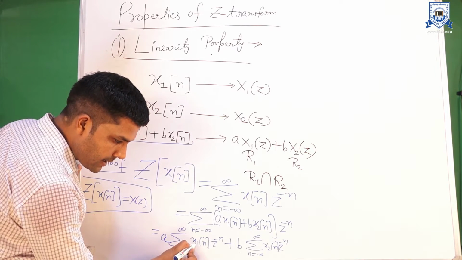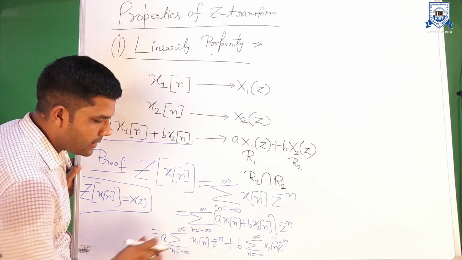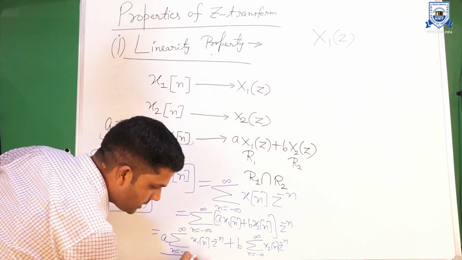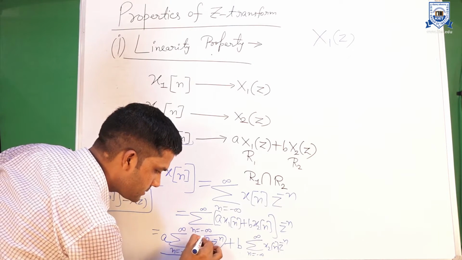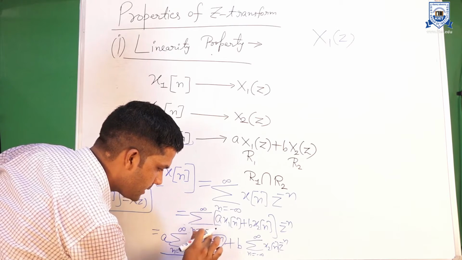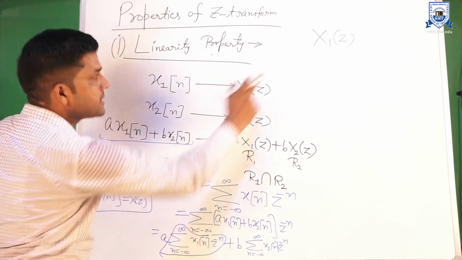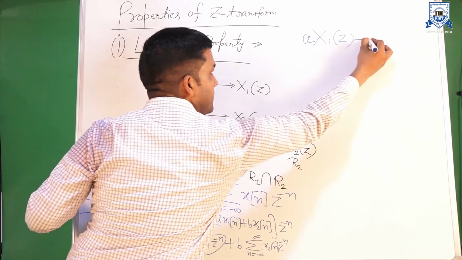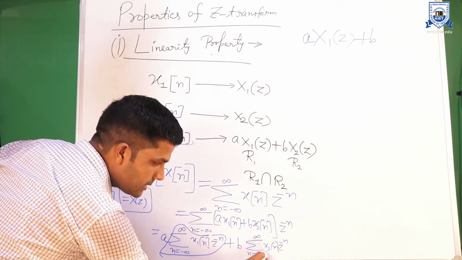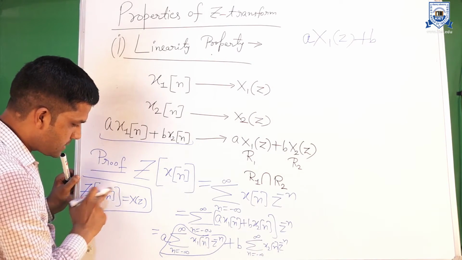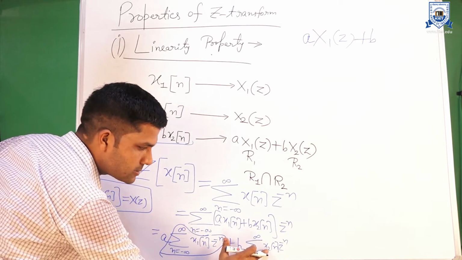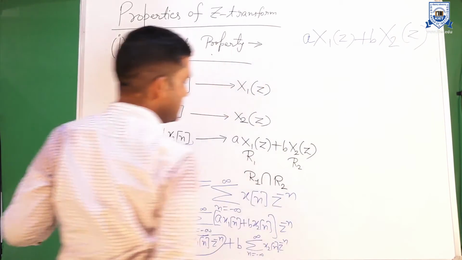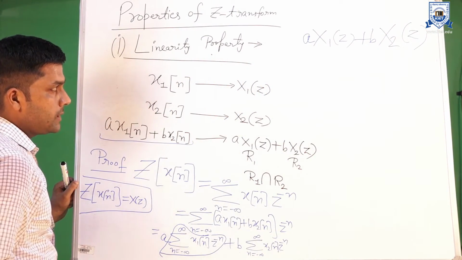Now here x1(n) can be represented as X1(z), with a, plus b, and here x2(n) is transformed into capital X2(z). So we have verified the property.